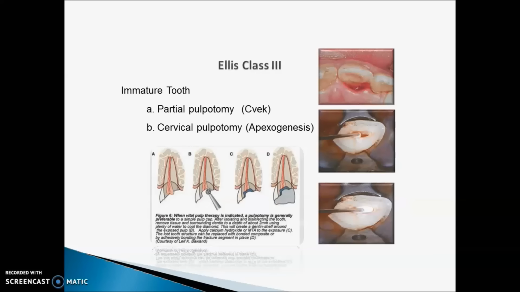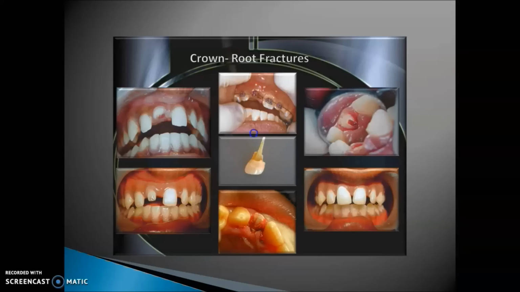Now let's talk about AIIMS class 3 fracture for the immature tooth. Imagine, immature tooth means what? The apex is open. So what is your goal here? If the apex is open, your goal is that the apex should be completed. So you can go for either partial pulpotomy, that is shaved pulpotomy, or you can go for cervical pulpotomy. So why do we do this pulpotomy? For the purpose of apexogenesis. We want the physiological closure of the root. So in case of immature tooth, you can go for pulpotomy.